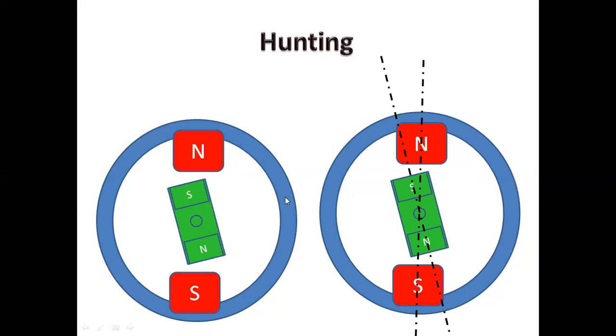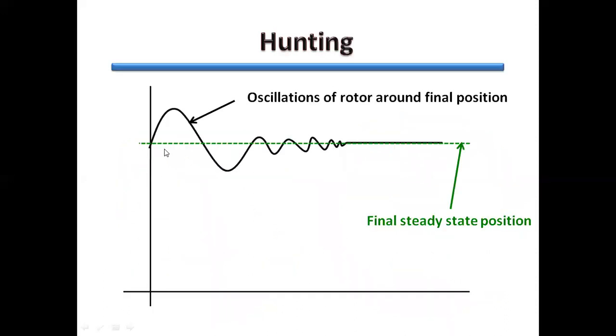Just this animation you can observe once again. So it oscillates to and fro before settling down to final steady state position. Now it has settled to final steady state position and this angle is now delta. So several oscillations in to and fro direction before it comes down to final steady state position. These are not desired.